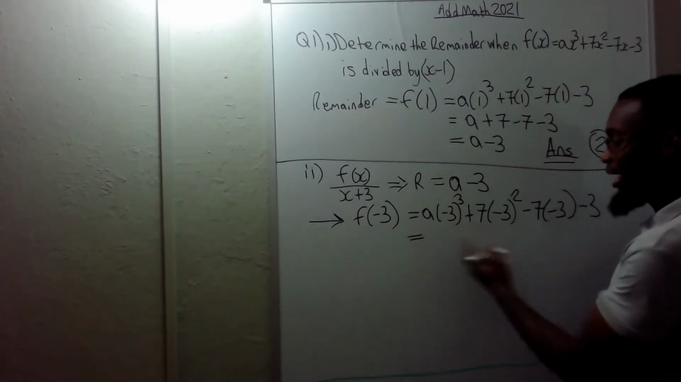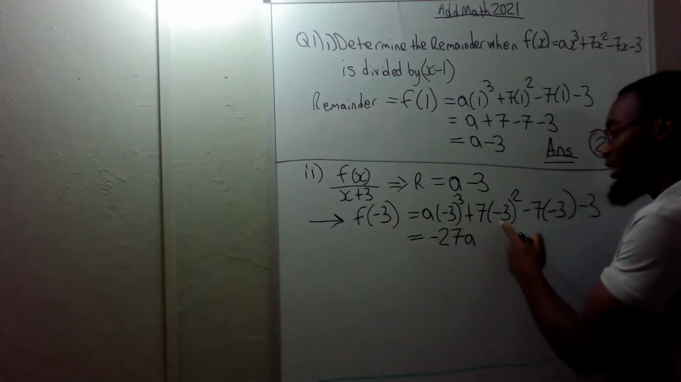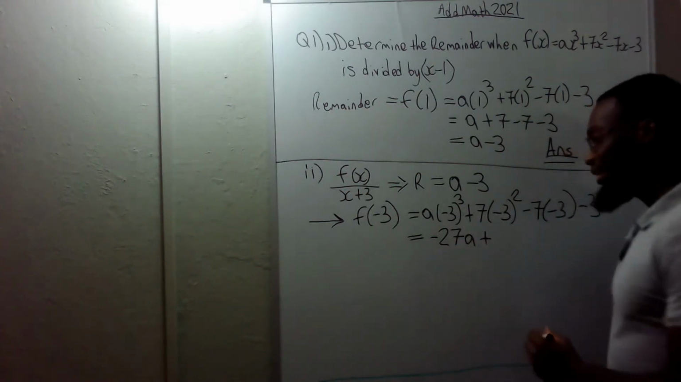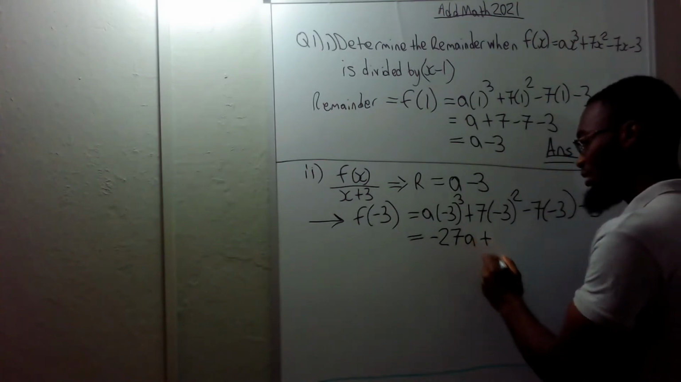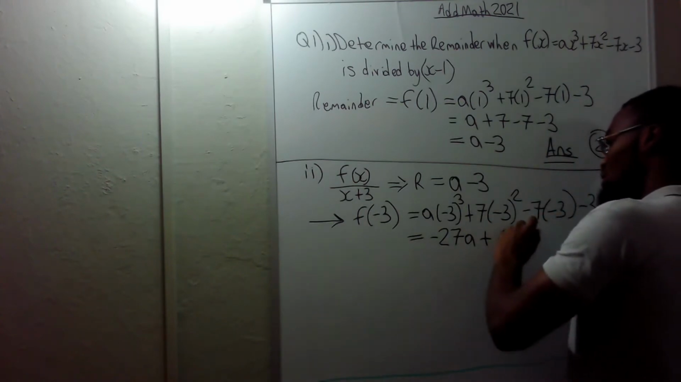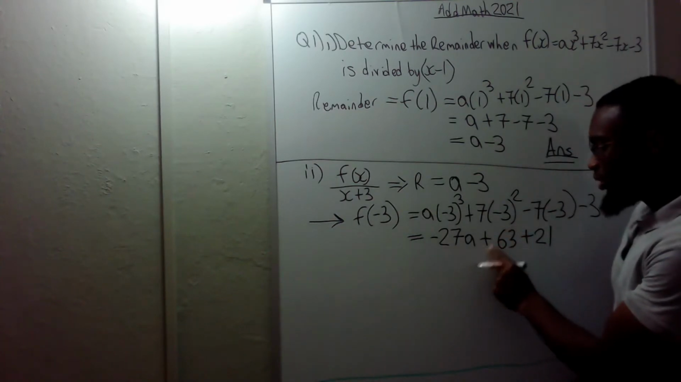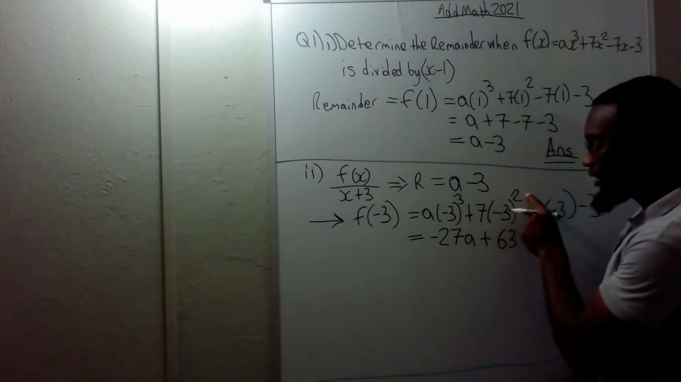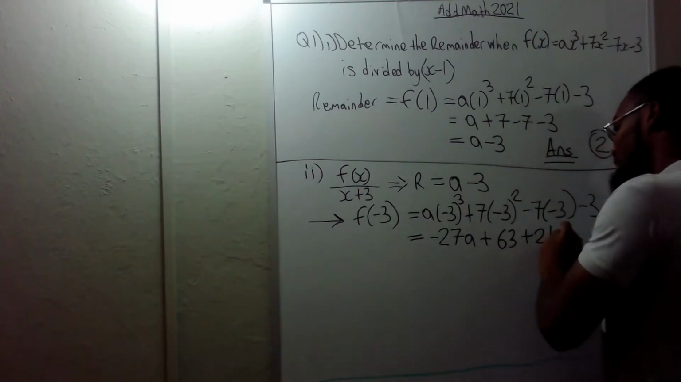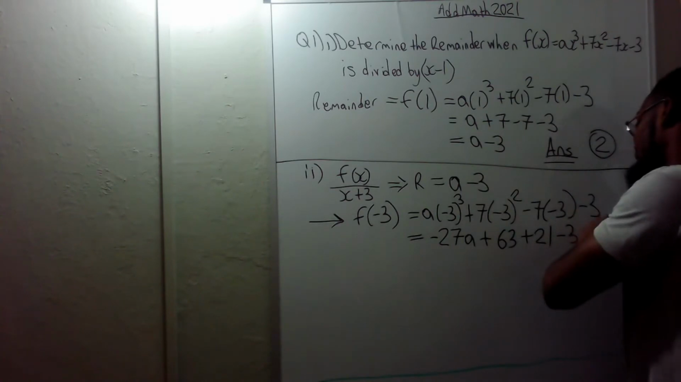We'll simplify it now, guys. Negative 3 cubed is negative 27a. Negative 3 squared is 9. 9 times 7 is 63. Minus 7 times minus 3 is plus 21. And you probably wonder, why is this a plus? Remember that when you square a negative, it becomes positive. Positive times positive is positive. Negative times negative is also positive. Minus 3. And remember, this is going to be equal to the remainder, a minus 3.